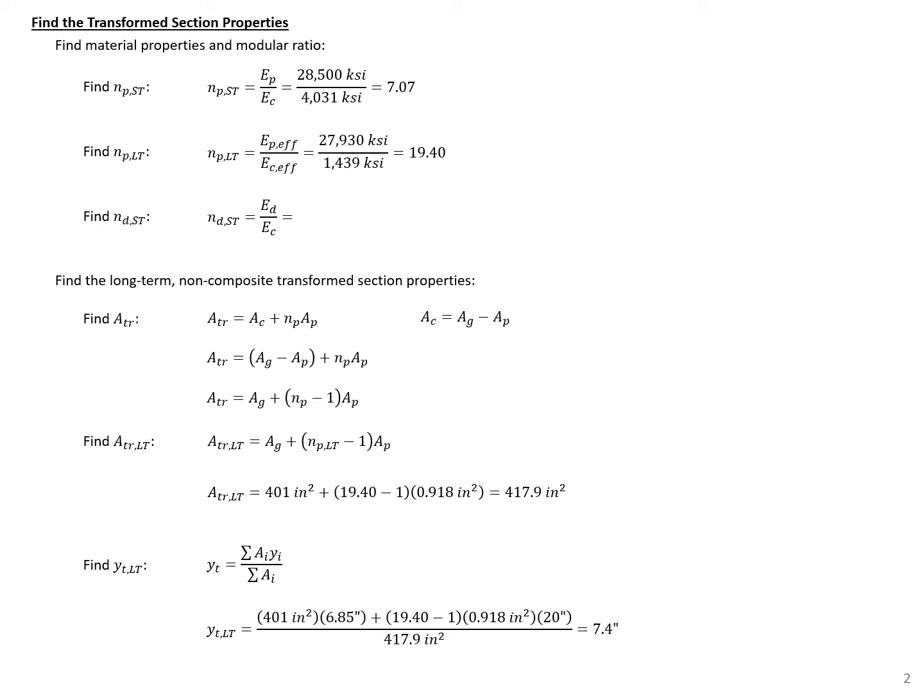Next, we need to find all of our material properties and our modular ratios. So we'll use the moduluses that we found on the previous slide to calculate our modular ratios. Our short-term and long-term modular ratios, so the way that we transform our pre-stressing strands into an equivalent area, are the same as some of our previous examples. So for short-term, we take our pre-stressing stiffness divided by the stiffness of our beam concrete. And for the long-term, we need to take the effective stiffness of the strand divided by the effective stiffness of the concrete. So that takes into account the effects of strand relaxation and creep in the concrete.